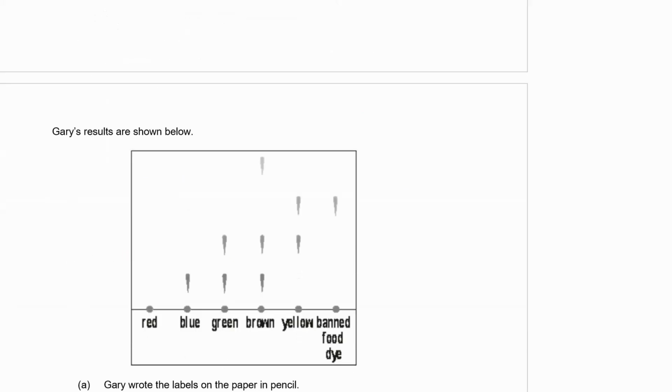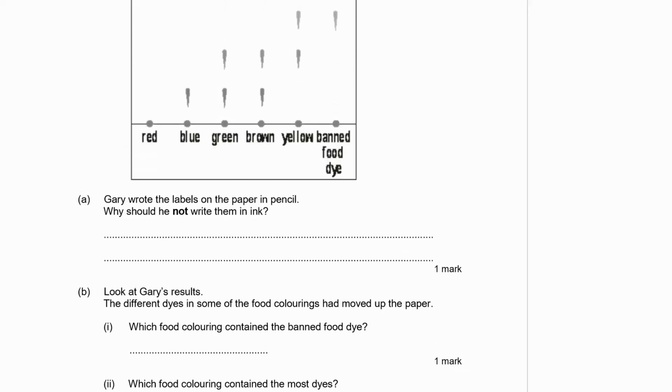Next question is looking at food dyes, and we'll just skip through a few pages. So Gary wrote the labels on the paper in pencil. That's really important. Why did he do this? You could have had a few things, but essentially ink dissolves in water. So you don't want the ink to contaminate.